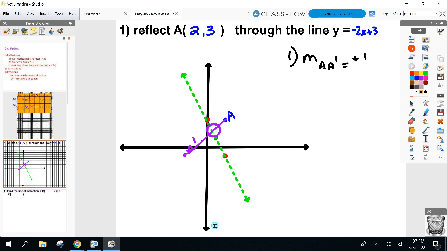Positive 1/2. All right, that's how I found the slope of that line. They're perpendicular, so I have to take the negative reciprocal. Next piece, what's the y-intercept of AA prime? And I use y equals mx plus b to find the y-intercept.